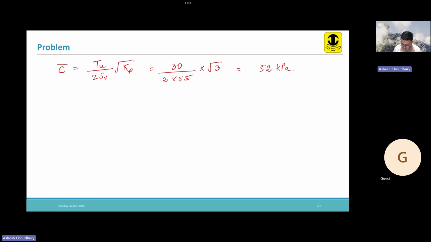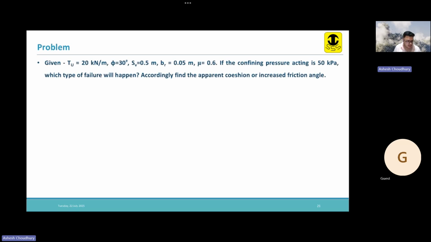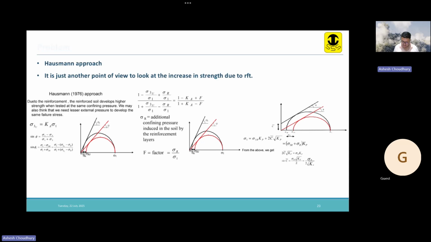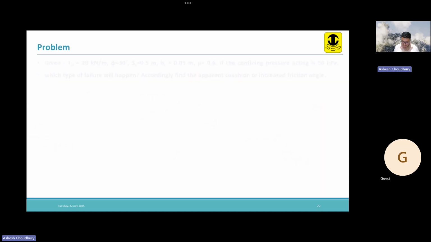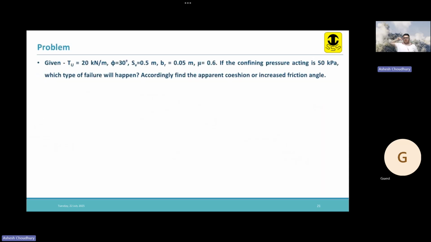Okay. Similarly, try to solve this problem. It's very similar. Just wait for 2 minutes for you to think and solve, then I will solve it for you. It's a very similar problem. Just try to solve it.